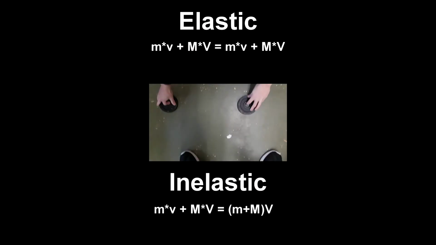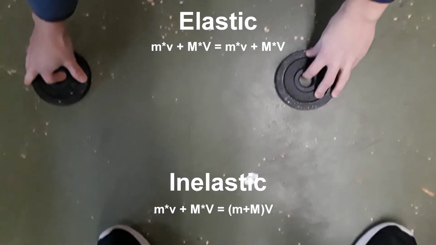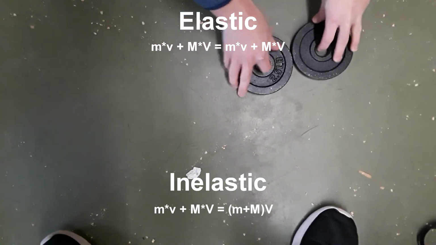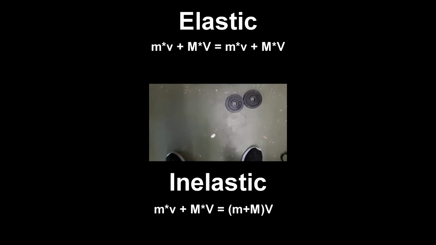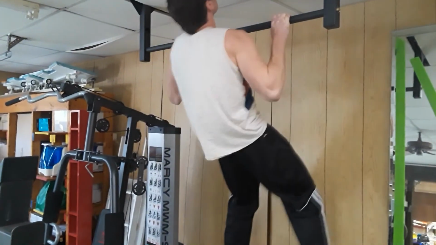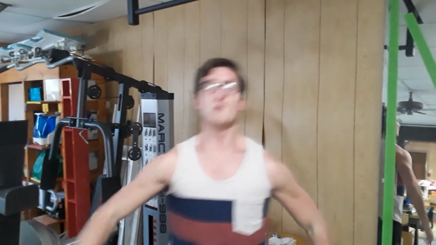An inelastic collision would look something like this, where the mass moving increases and the velocity decreases to an amount that would change kinetic energy. 4,000! Now you know how to get swole with physics!